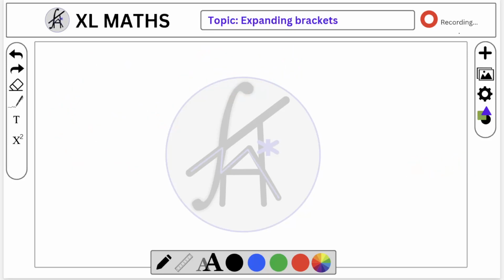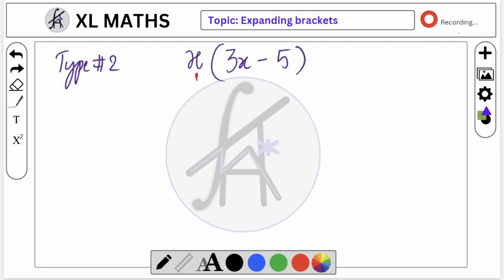We will discuss here type 2, where a variable is outside the bracket. Say for example x(3x minus 5). So you have x outside, the common product, times it by 3x, then the 5. So it will be x outside the bracket, 3x multiplies with 3x first, minus x times 5.